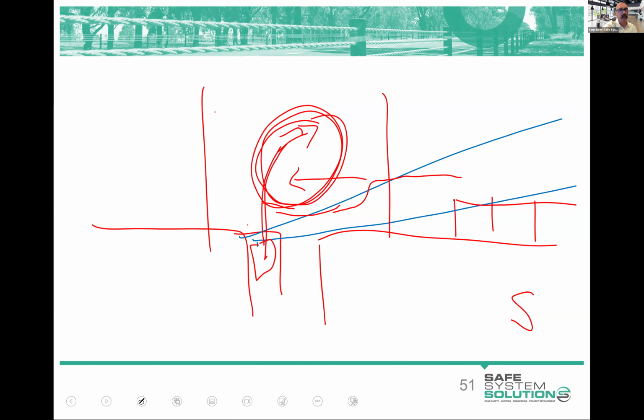Raising the intersection. That would also be a primary, because we're slowing that vehicle down to an appropriate speed where if the mistake happens, the crash happens, it's all survivable.